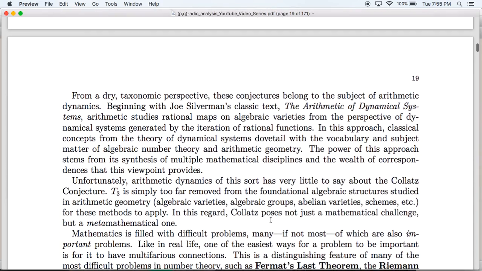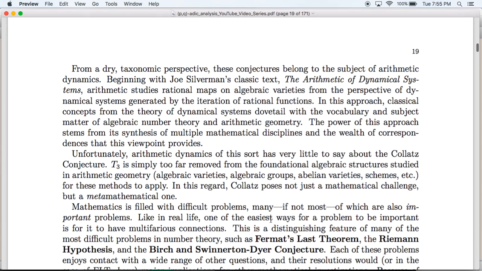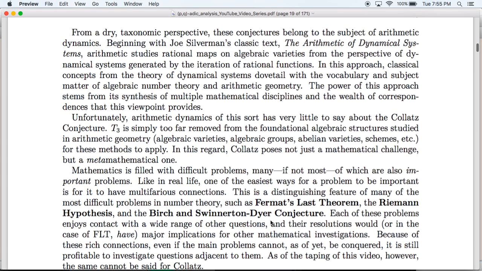So, just a little bit of background here, more about the subject than the problem itself. From a dry taxonomic perspective, these conjectures belong to the subject of arithmetic dynamics. This subject was really first established by Joe Silverman's classic text, The Arithmetic of Dynamical Systems. And in that subject, what you do is you take algebraic geometry and you apply to it the ideas of the study of dynamical systems.